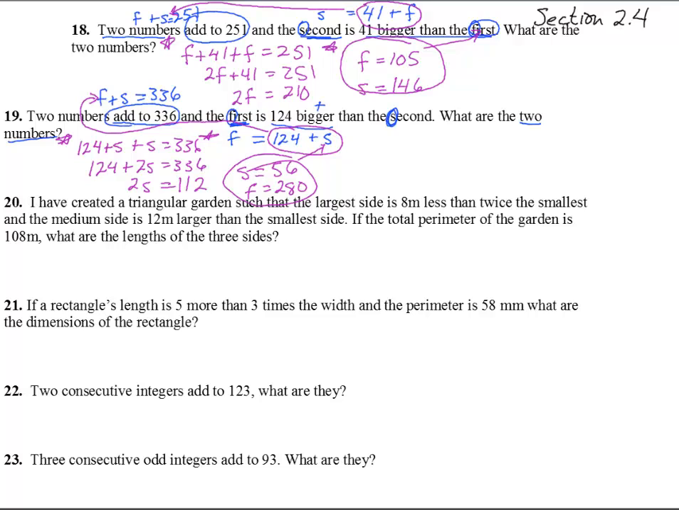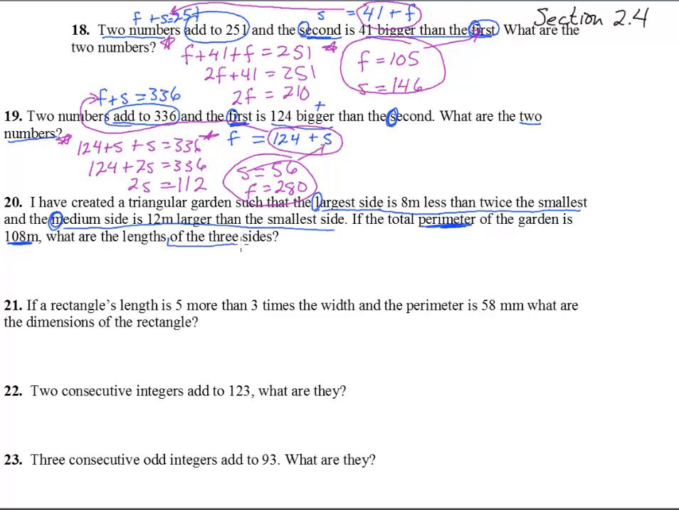Excellent. Number 20. I have created a triangular garden such that the largest side is 8 meters less than twice the smallest. Whoa, that's confusing, but let's underline that. The medium side is 12 meters larger than the smallest side. That's going to help us out. If the total perimeter of the garden is 108, what are the lengths of the three sides?